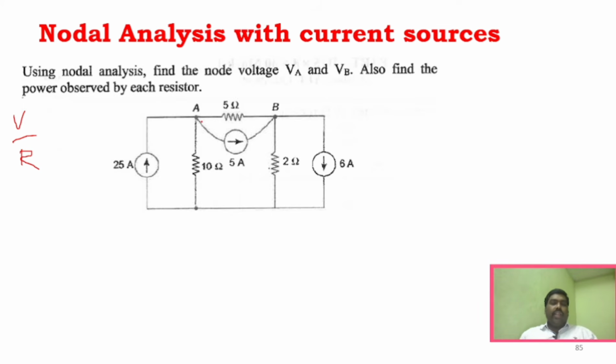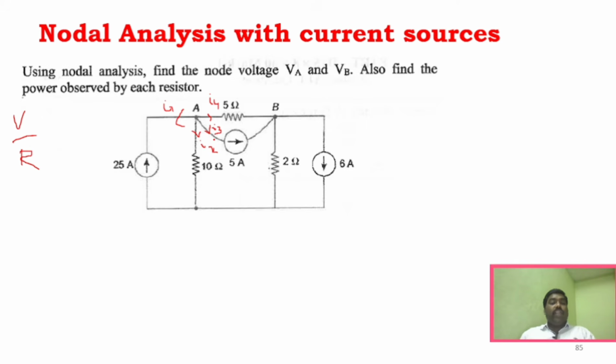So the question already gives two nodes, that is A and B. Now the first thing you have to do is identify the branches. So I identify this as I1, this as I2, this as I3, and this as I4, right? So I found I1, I2, I3 and I4.